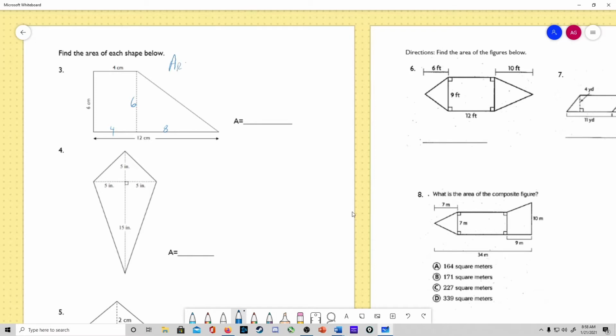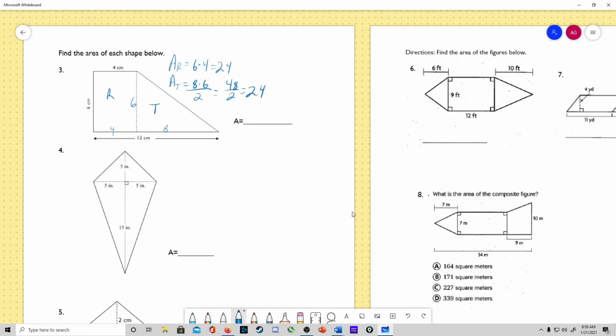Area of a rectangle, length times width, so 6 times 4 equals 24. And the area of the triangle, so we'll call this R, the rectangle, this T, the triangle. And it's base times height, so there's the base, 8 times 6 divided by 2. And we get 48 divided by 2. And then we get that that shape's also 24.